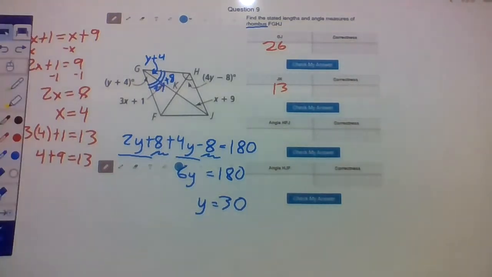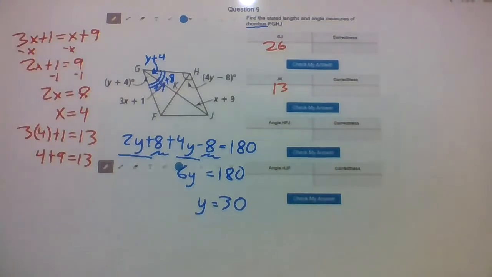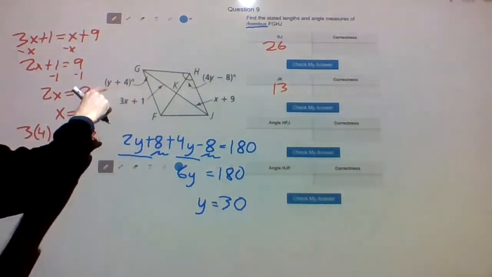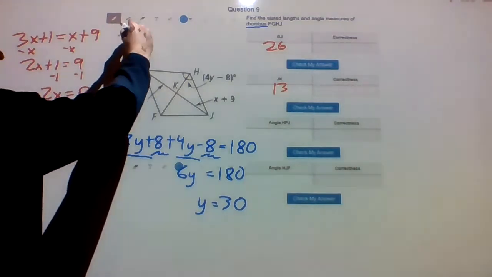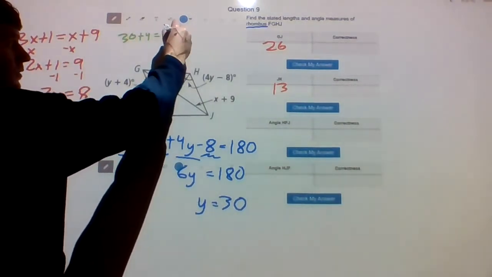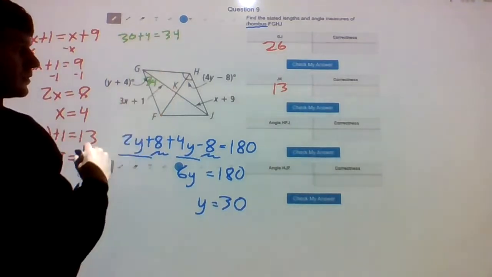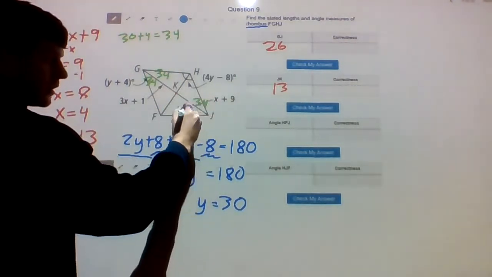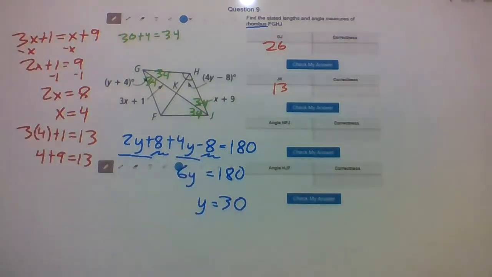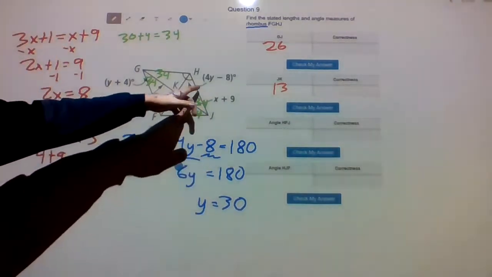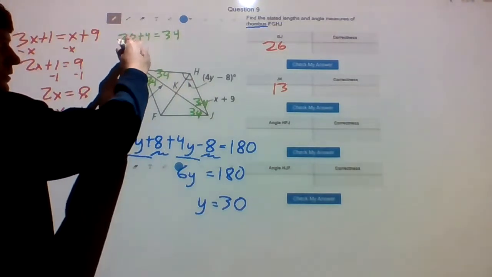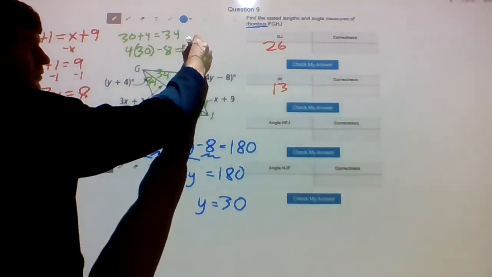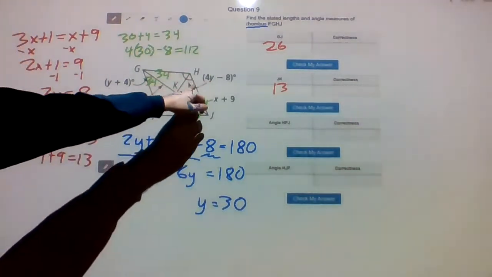And now we can substitute back in. So I'm going to erase this. Okay, y plus 4, that's 30 plus 4 is 34. So that means this one here is also 34. And then across down here are 34 and 34. 4y minus 8, so 4 times 30 is 120 minus 8 is going to be 112. So that's the whole angle is 112.